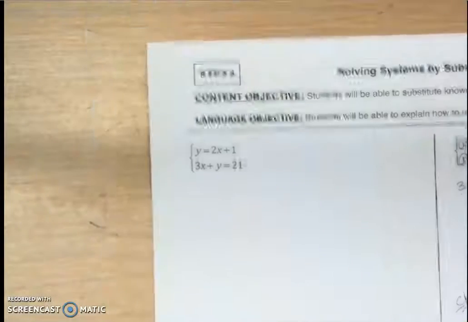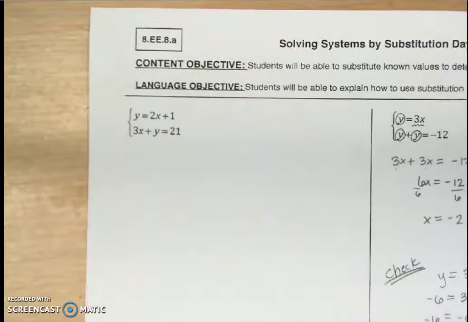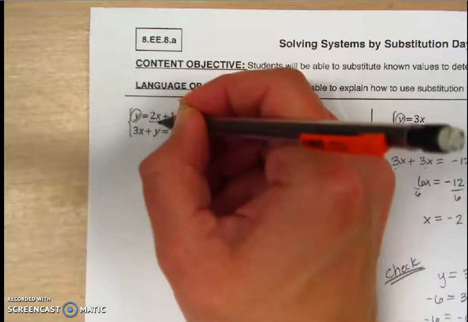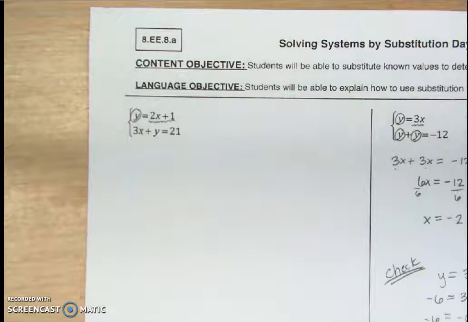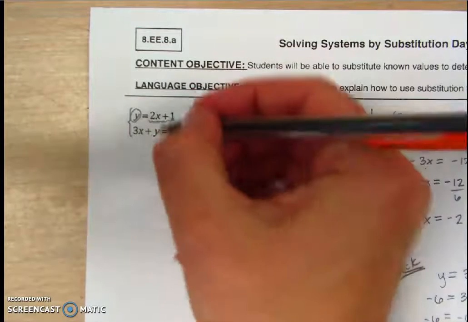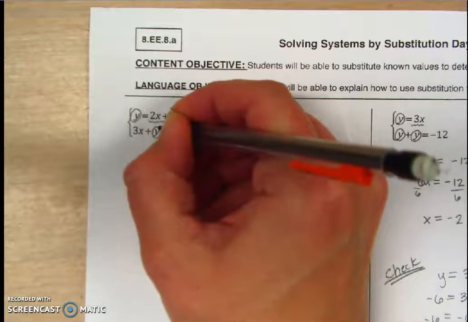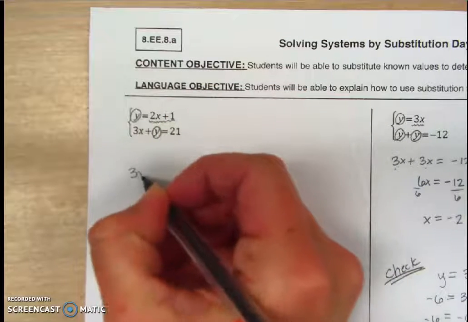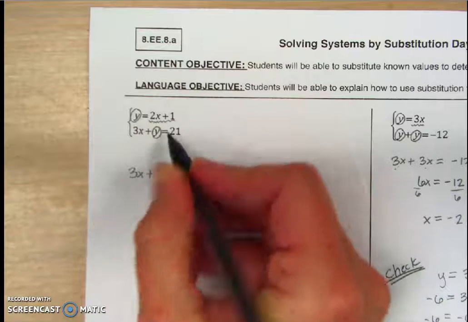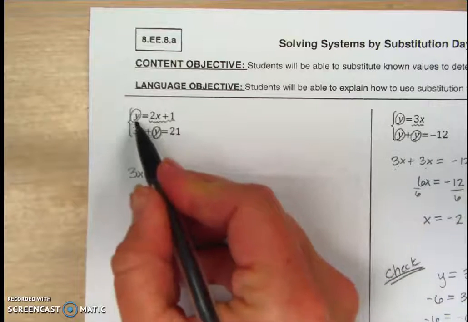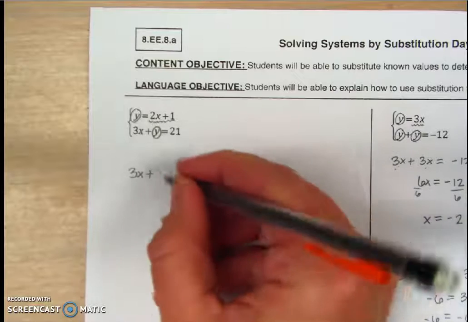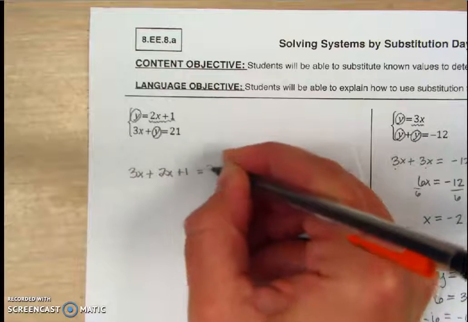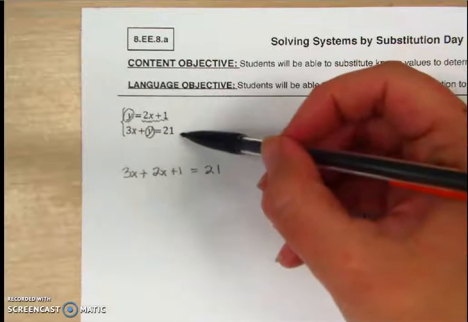All right, let's try this first one up here. I see a y by itself. I'm going to circle it because it's all by itself. This expression can be used to replace y. So I see another y down here, so that's where I'm going to replace it. So I'm going to write 3x plus, but instead of y, I'm going to write what y is equal to, which is 2x plus 1. And then I'll complete that equation, equals 21.